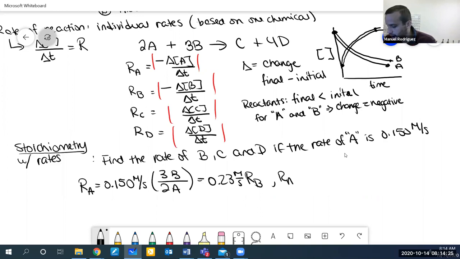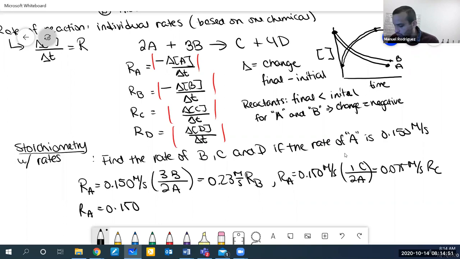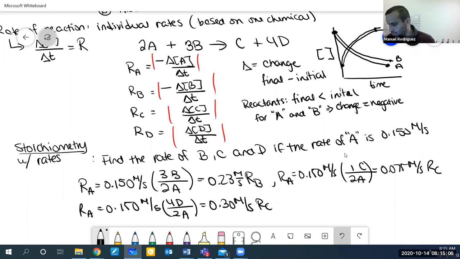So our A is 0.150 molar over second. If you want to go for C, we know that we have two A's that produce one C, so it will be 0.15 divided by 2, which is 0.075 molar over second. That will be the rate of C. And if you want to go for D, we do the same thing, but for D, we have two A's producing four D's. That somewhat makes sense.